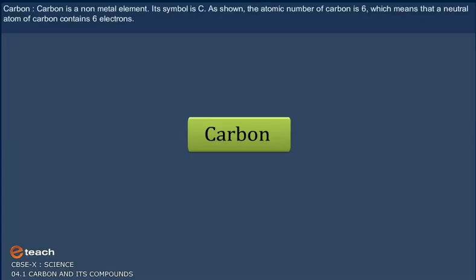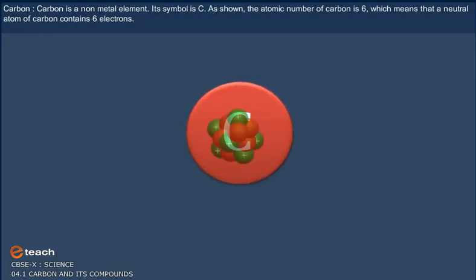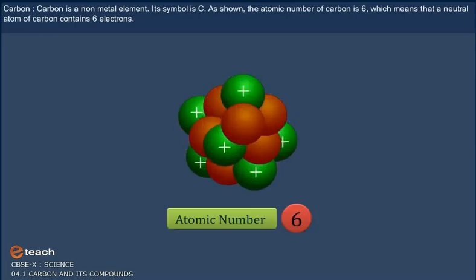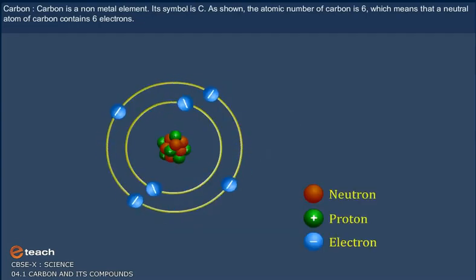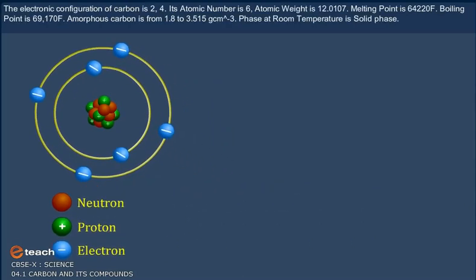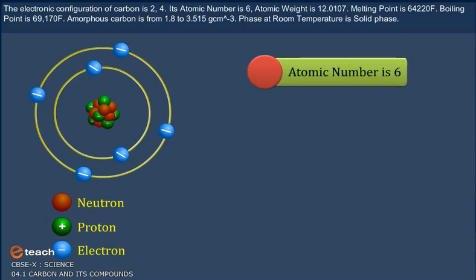Carbon is a non-metal element. Its symbol is C. As shown, the atomic number of carbon is 6, which means that a neutral atom of carbon contains 6 electrons. The electronic configuration of carbon is 2, 4. Its atomic number is 6.